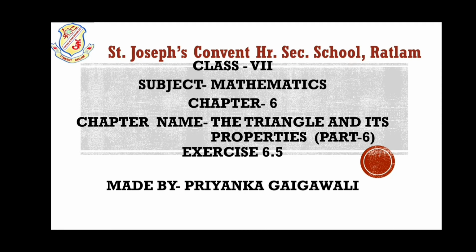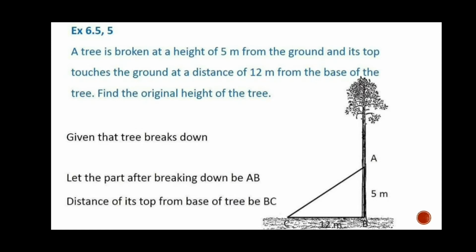So, in this video, we are going to complete this exercise as well as this chapter number 6, triangle and its properties. So, let's start from question number 5. The question number 5 is: a tree is broken at a height of 5 meter from the ground and its top touches the ground at a distance of 12 meter from the base of the tree. Find the original height of the tree.